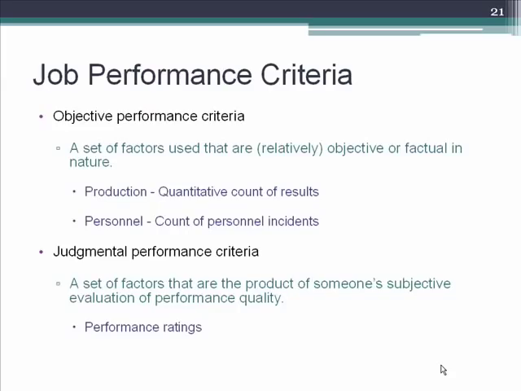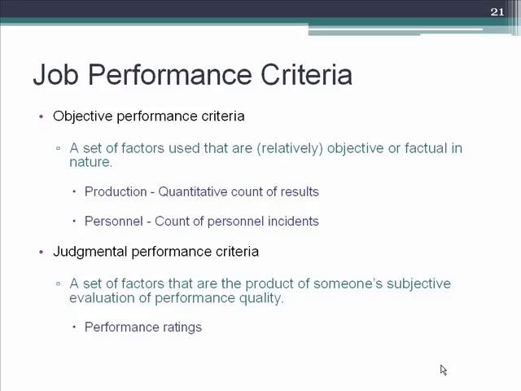Job performance criteria can be divided in one of two ways: objective and judgmental. Objective performance criteria are a set of factors that are relatively objective or factual in nature. For example, you could use production counts, which would be quantitative, or you could look at personnel records and see how many personnel incidents, maybe how many times they've been late to work, or how many write-ups they've had by a supervisor. Those would be personnel counts.